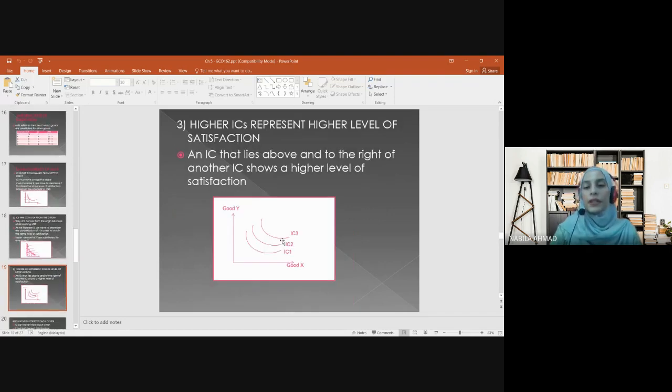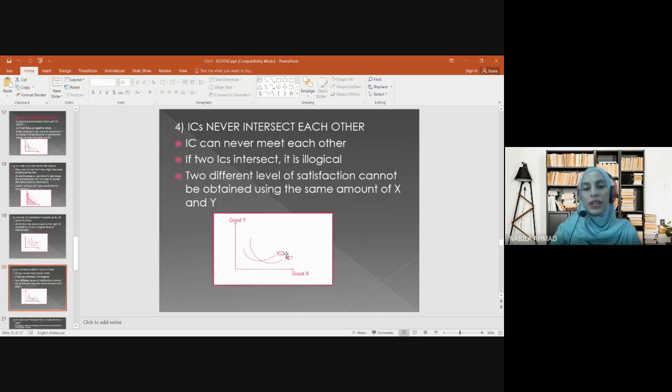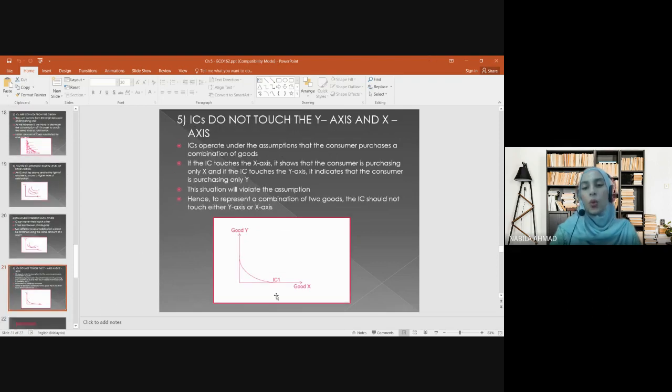And higher indifference curve will give higher satisfaction. And indifference curves never intersect, dia tidak akan intersect begini. And indifference curves do not touch the Y axis and X axis. So maknanya indifference curve dia tidak akan jadi begini. Dia tak akan jadi X kosong, Y kosong, tidak akan. Kerana kepuasan kita tak akan ada kosong kepuasan. Kita mesti akan ada sedikit kepuasan. So itu adalah maksudnya indifference curve dia tidak akan touch X axis ataupun Y axis.